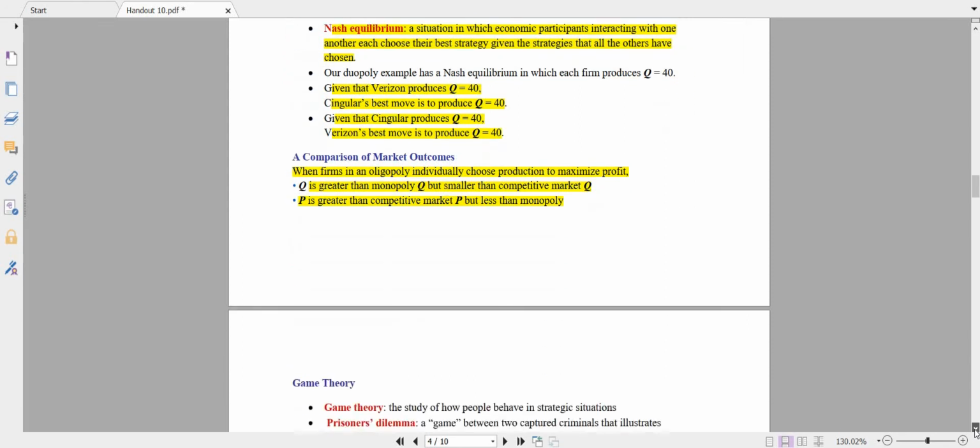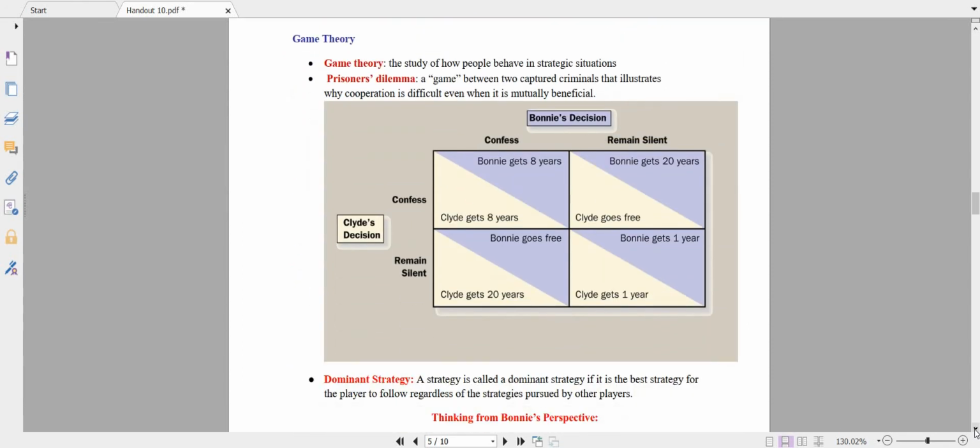Okay, now we move on to game theory. Game theory is a study of how people behave in strategic situations. Game theory is a very vast topic. It's a part of microeconomics, and it's a field in itself. Again, the founder of game theory was John Nash, who was a great mathematician. This game theory helps to understand how people behave in strategic situations.